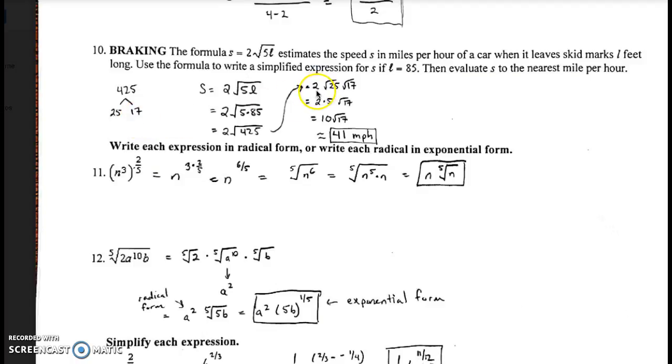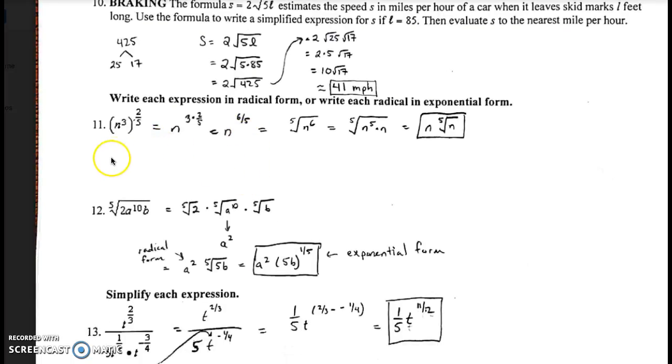So I'm going to just split it up into 2 times root 25 times root 17. Root 25 is 5. 2 times 5 is 10, so we have 10 root 17. And then evaluating that to the nearest mile per hour just involves putting this number in your calculator, and I got about 41 miles per hour. The squiggly equal signs just mean about equal to.